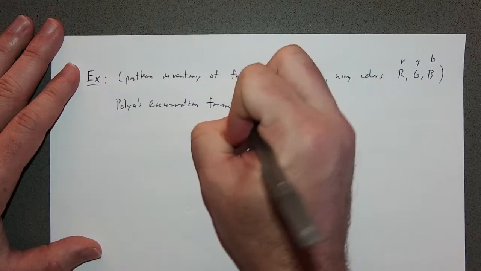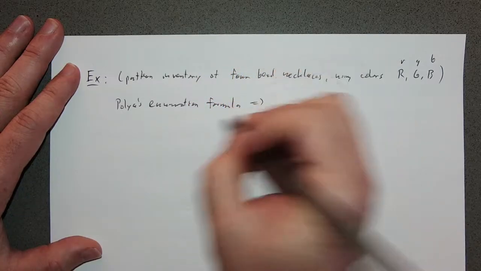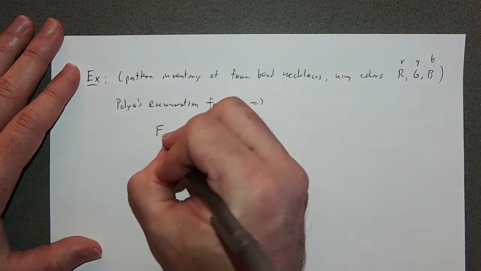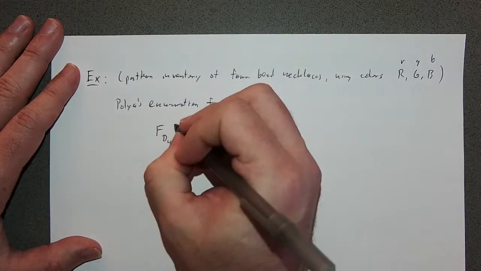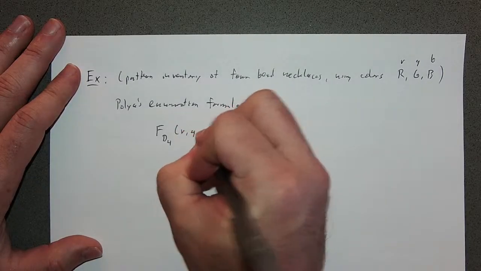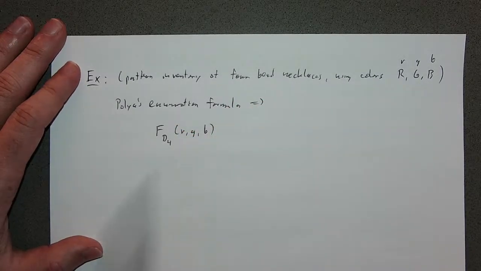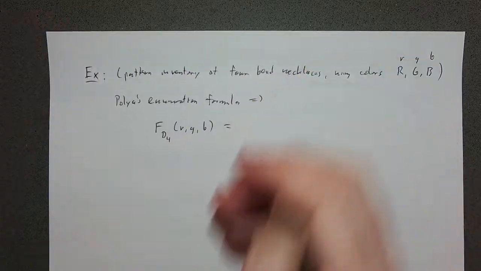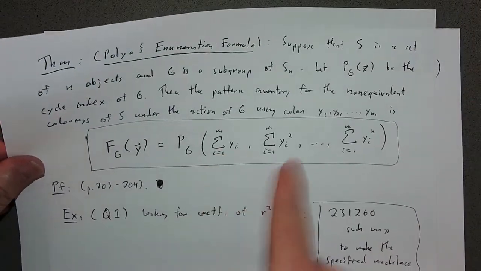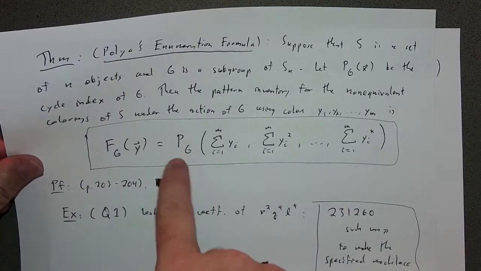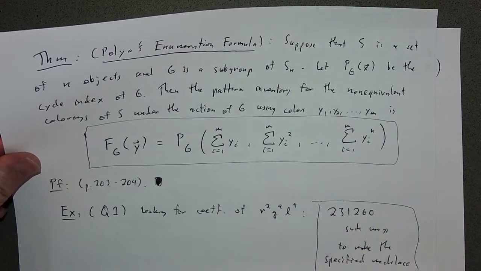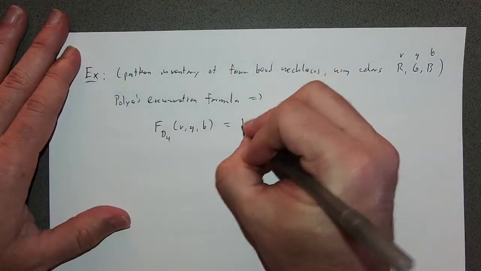so this enumeration formula implies what? That the pattern inventory, in this case, these are 4 bead necklaces, so the symmetry group is the dihedral group on 4 vertices. The colors are red, green, and blue. According to this theorem, let me bring it back on the page. I need to plug into the cycle index this expression.